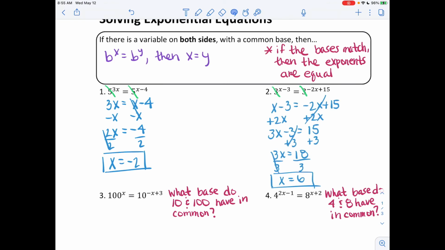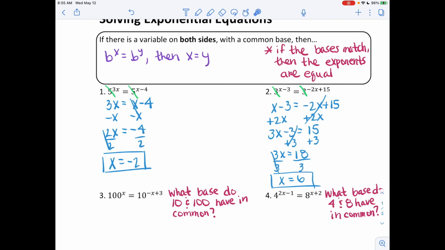All right, let's take a look. You should have identified that each of the sides has a base of 3 and it's raised to an exponent. And so we can cancel out the base of 3 and set exponent equal to exponent. x minus 3 is equal to negative 2x plus 15. And now let's go ahead and continue solving.